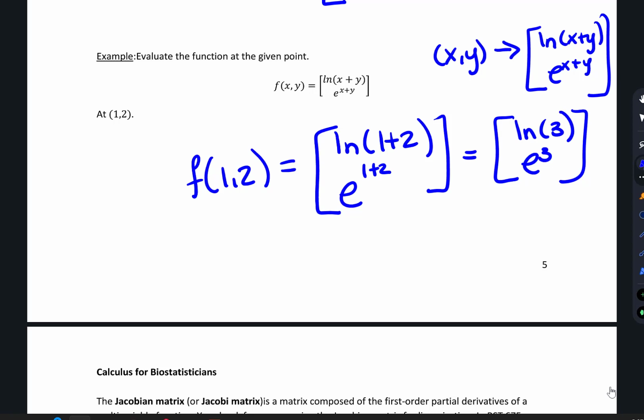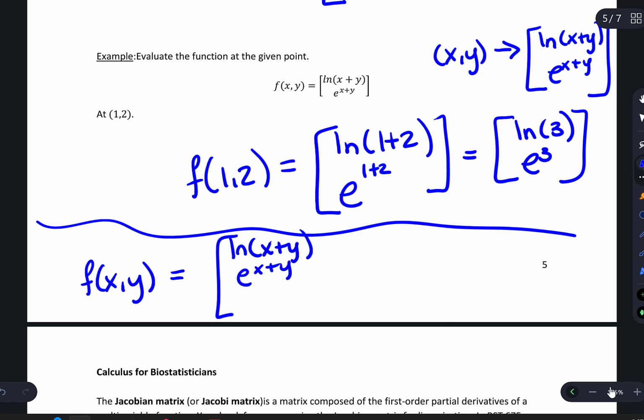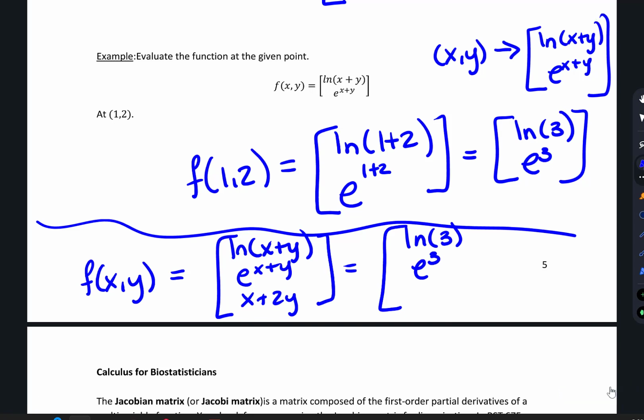And you can extend this all sorts of ways. And so, for example, kind of down here, we could write one that looks like this. So it could be the same thing that we've got above, but we could also have a third function. And so, for example, we could have x plus 2y. And so notice the output here would be the natural log of 3, e to the 3, and then we'd have 1 plus 2 times 2, which is 5.